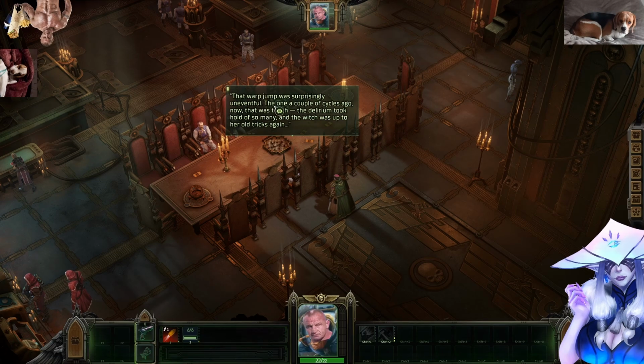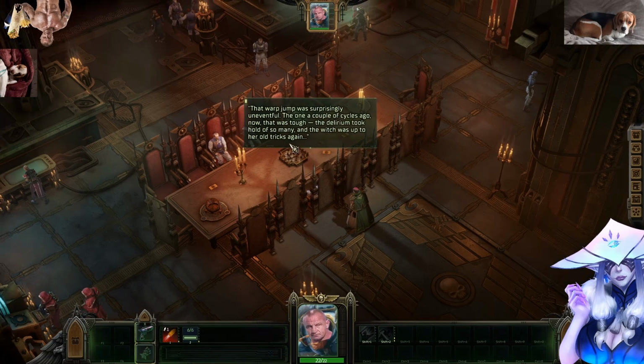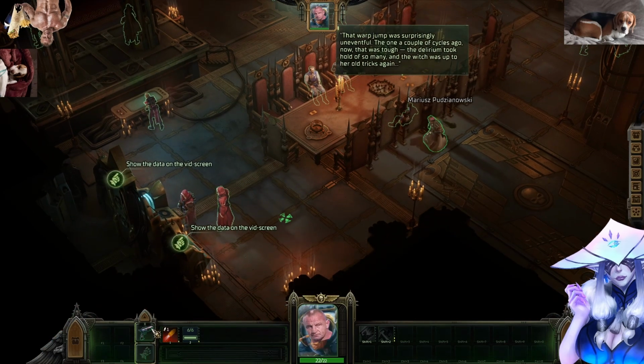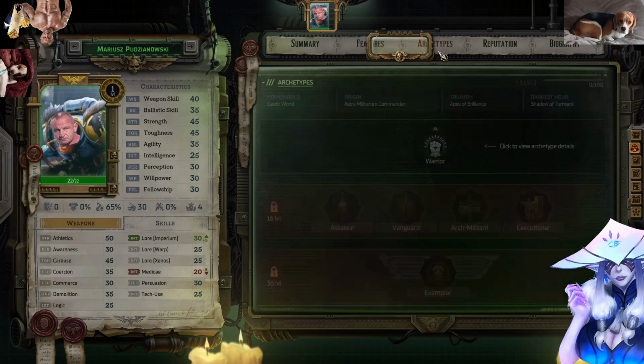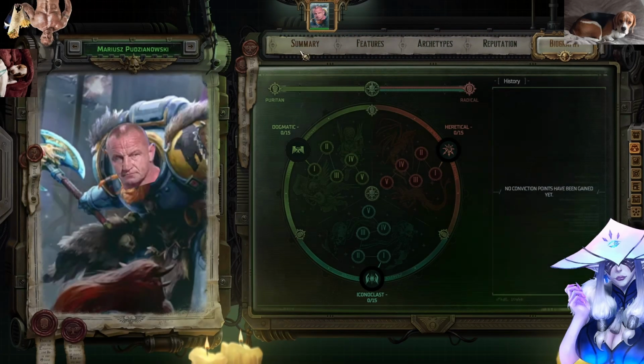The warp jump was surprisingly uneventful. The one a couple of cycles ago, no, that was tough. The delirium took a hold of so many, and the witch was up to her old tricks again. A new challenge for me? Pudzian has a revolver. That's not very Pudzian-like.